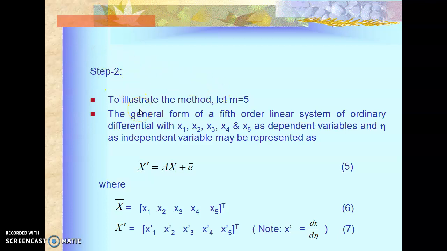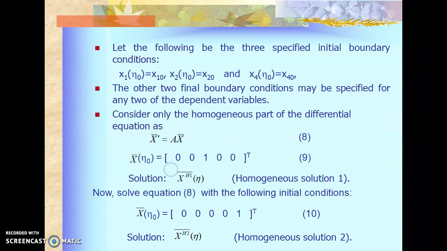Now to demonstrate this method, we are considering here 5 equations. That means we are considering a system with 5 equations. So this equation 5 represents a linear system with 5 first order differential equations. And we are assuming here these 3 are the boundary conditions. That means x1, x2 and x4 are given at the initial point, and the other conditions are specified at the final point.